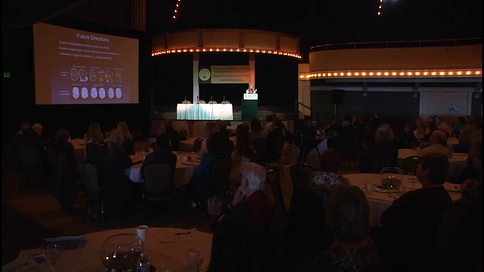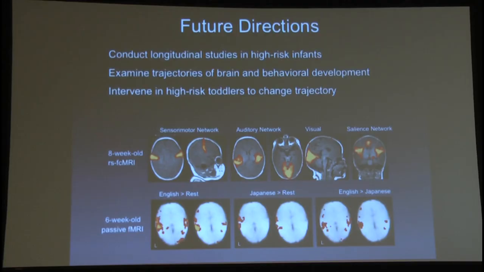So we are scanning babies who are at high risk for developing autism by virtue of having a sibling with autism. And this is a network connectivity map of an 8-week-old infant. And I think what is really striking to me, we were shocked actually when we saw these data, the auditory network is already there. The somatosensory, the touch network, is already there.